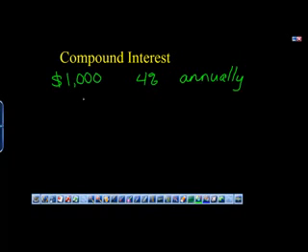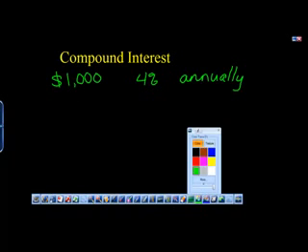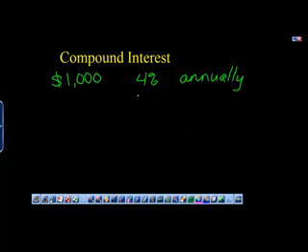$1,000 is what she's beginning with. 4% is the interest. Let's go ahead and write this as a decimal, since we will have to use a decimal when doing anything mathematically. And annually means per year.